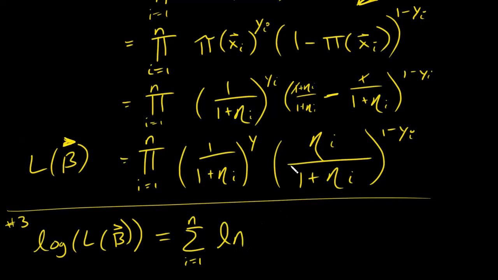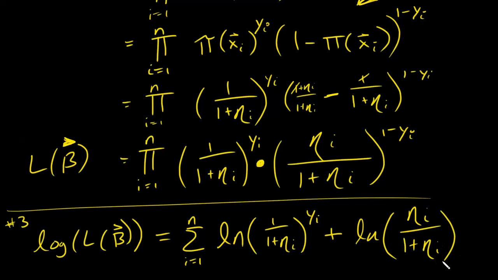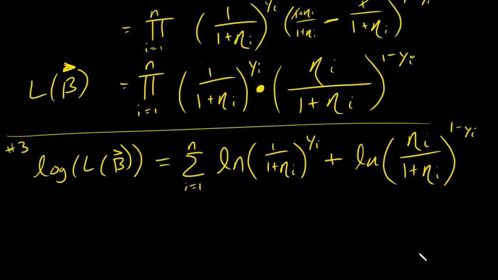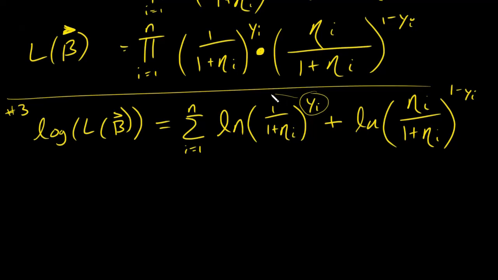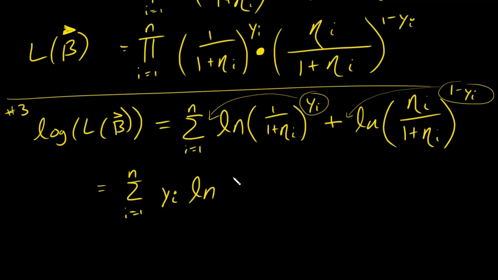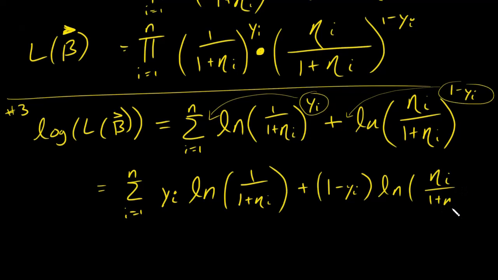Then I'm going to have the ln of 1 plus nu i to the yi. Looks like I dropped my i there. Then this is a product here, so that becomes a plus, the ln of nu i over 1 plus nu i. Now let's use some properties of log. We can take this exponent and bring it down. So I end up with the sum from i equals 1 to n of yi ln of 1 plus nu i, plus 1 minus yi times the ln of nu i over 1 plus nu i.